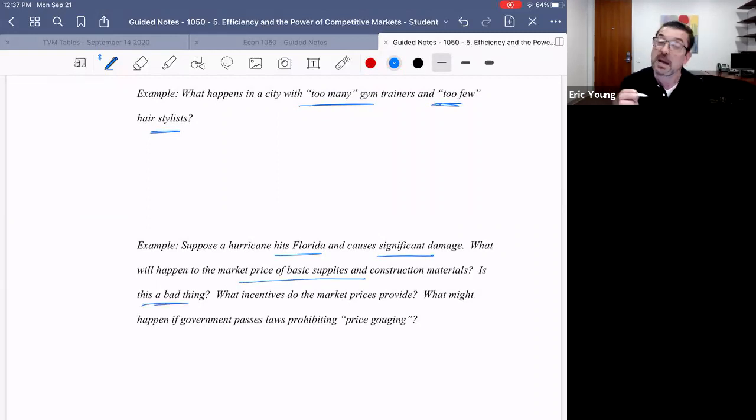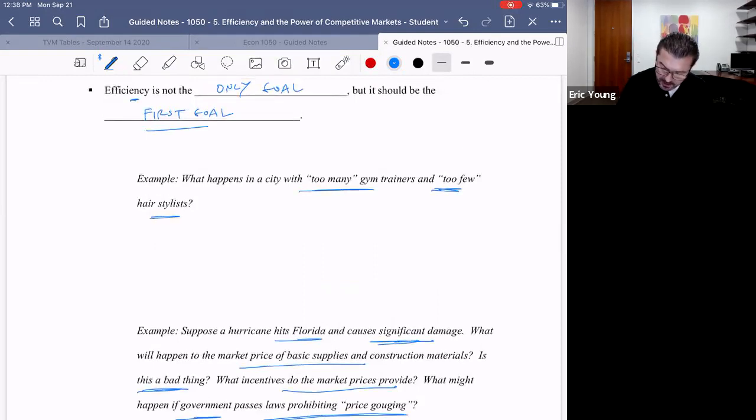A lot of people may not like what happens to the price, but the real question is, is this a bad thing? What incentives do market prices provide? And what would happen if the government, after this massive hurricane, were to pass some laws prohibiting price gouging? In other words, if the government were to say, hey, it's not fair that after this hurricane, all of you greedy businesses jack up your prices. What would happen in that situation? Take a minute and pause, try to figure these out, and then when you start it back up, I'll go through some solutions with you.